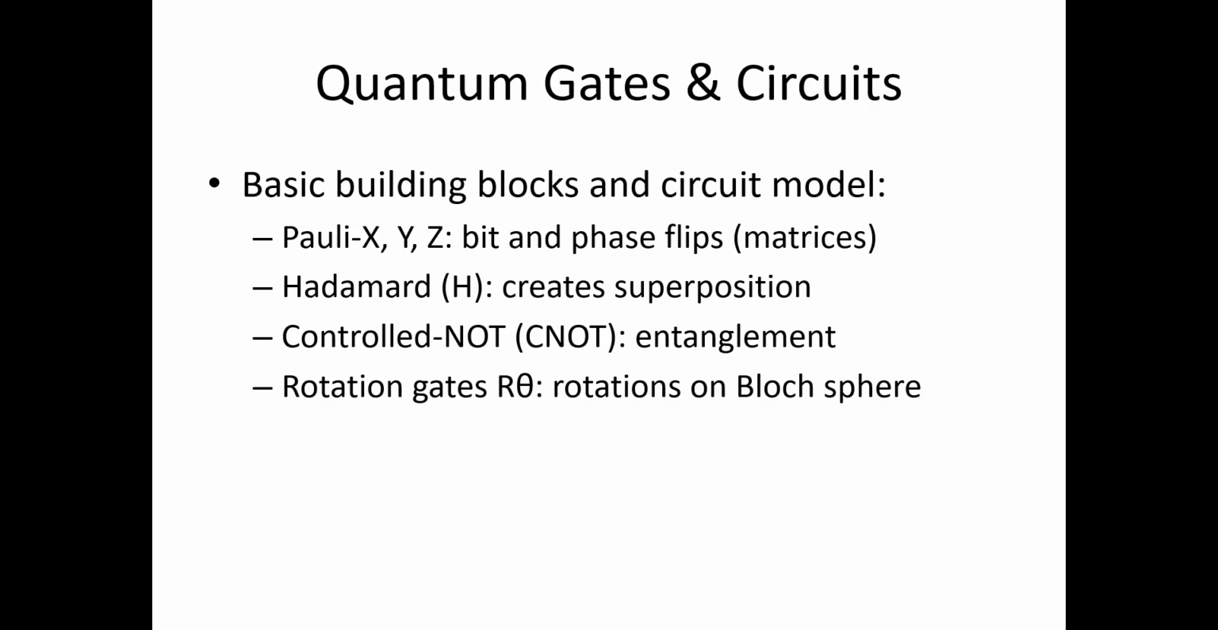To manipulate qubits and perform computation, we use quantum gates, which are analogous to classical logic gates. Some fundamental gates include the Pauli X, Y, and Z gates, which perform bit flips and phase flips. The Hadamard gate is essential for creating superposition. The controlled gates, like the controlled NOT gate, are used to create entanglement between qubits, and the rotation gates allow us to perform arbitrary rotations on the Bloch sphere. These gates are assembled into quantum circuits to implement algorithms.